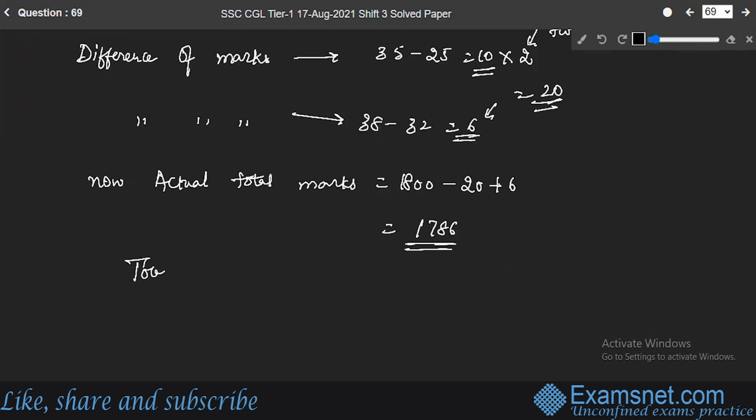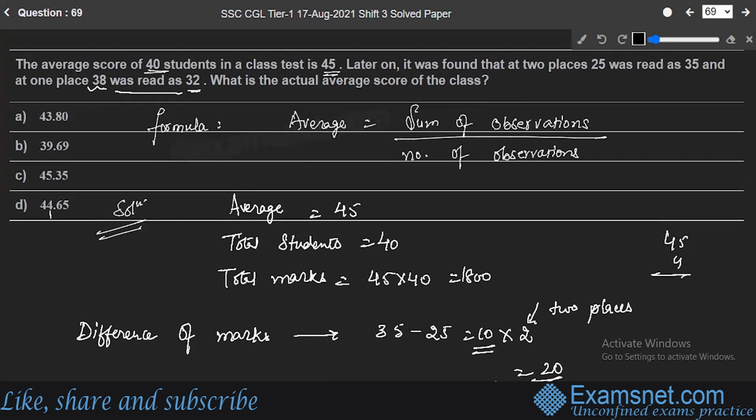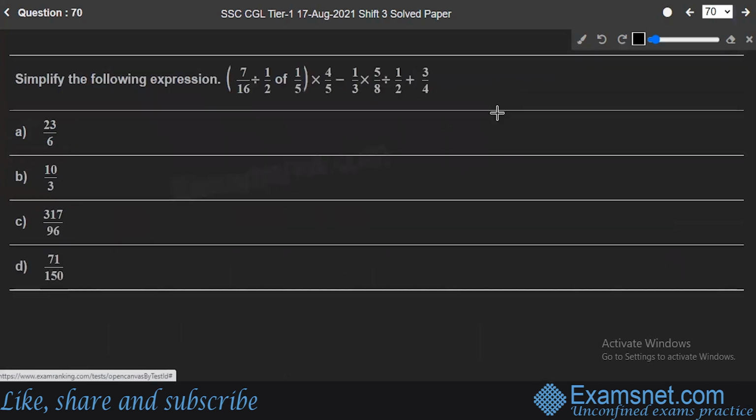And total students was 40. Correct average is 1786 upon 40, which will be equal to 44.65. So you divide this by 40, you will get 44.65, and this is your answer. Let's check with the options. Option D is the correct answer to our question. Hope you are clear. Next question, number 70.